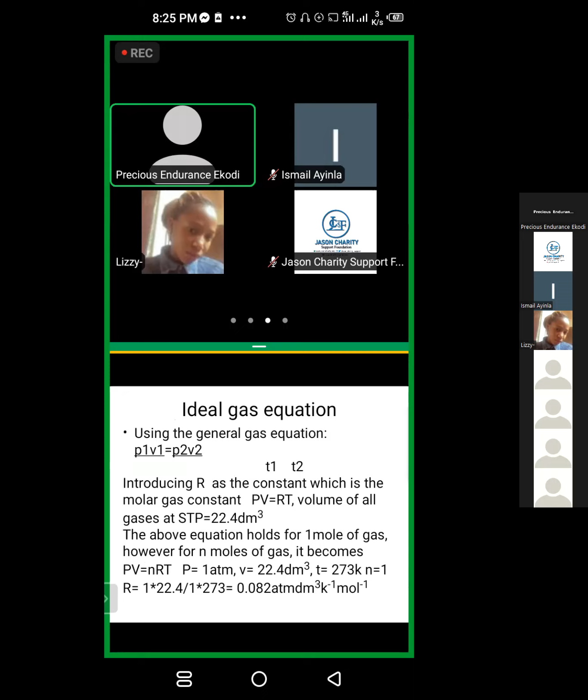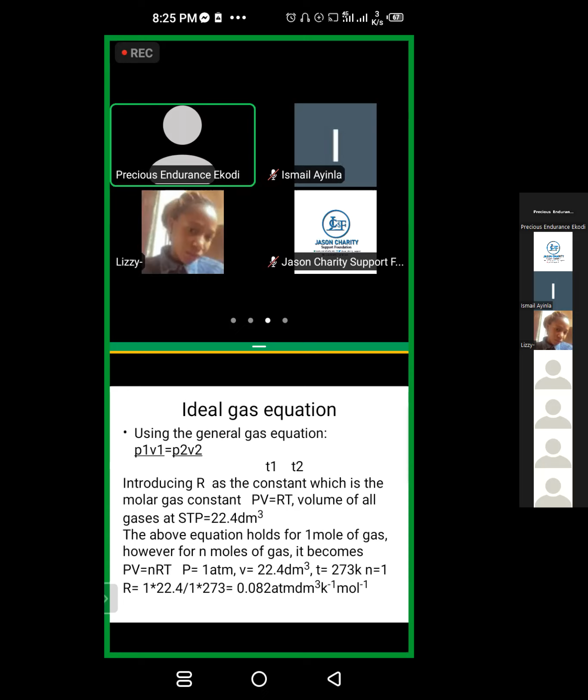Now, the ideal gas equation still works with your general gas equation, but now our constant is represented with R. Notice it there, PV equals RT. The R there stands for the constant, which is the molar gas constant. The molar gas constant is your R.